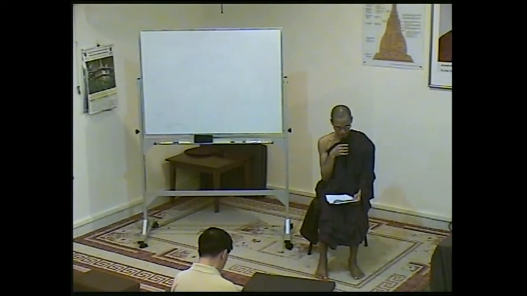Next one is ghana dwara, nose door. Nose door is nose sensitivity in the nose, one kind of rupa. Jivha dwara, tongue door. Tongue door is tongue sensitivity or tongue translucency in the tongue. Kaya dwara, body door. Body door is body sensitivity or body translucency in the body.